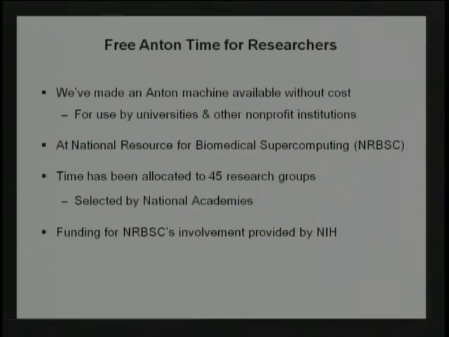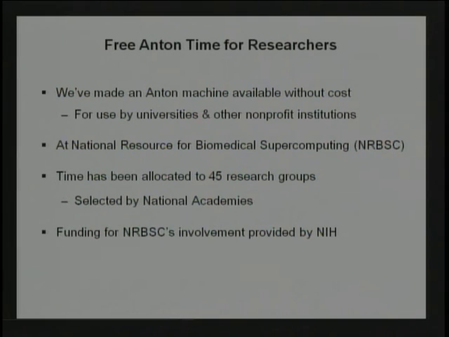Most of what we do is shorter, more like 100 microseconds or even a little bit less, but they're much bigger numbers. And soon I'm going to show you one of those simulations, but, oh, right, I just wanted to mention something. I mentioned that we've made a machine available for researchers.